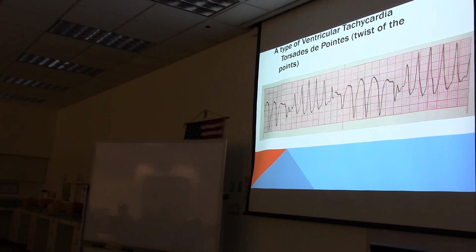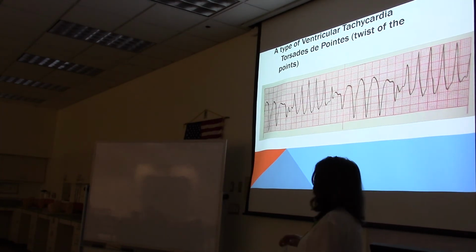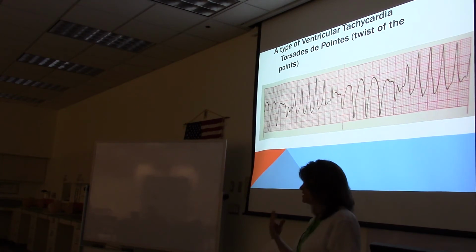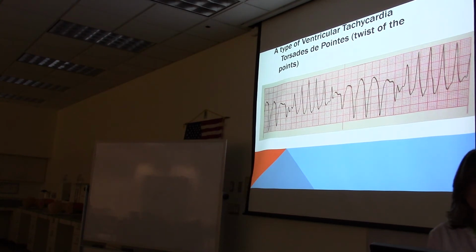The treatment for this is magnesium sulfate. So the body is really low on magnesium. If you were to draw a blood level, you would notice that the magnesium level in the blood is very, very low, and that's what's causing this arrhythmia. So the treatment is magnesium sulfate.